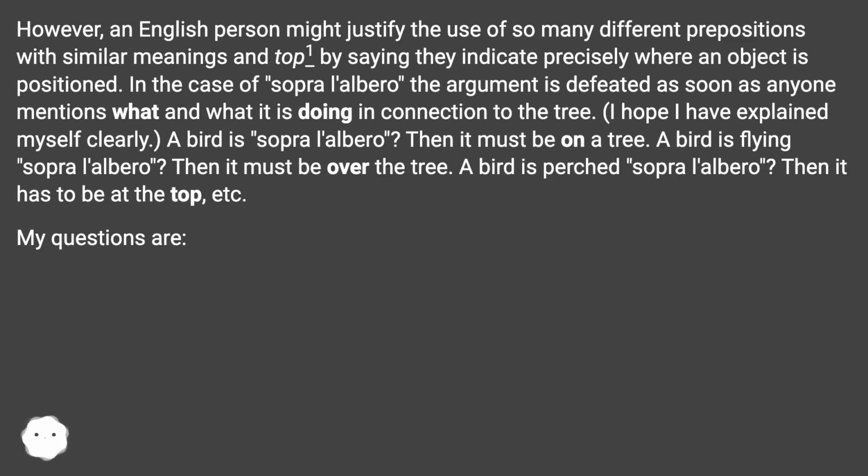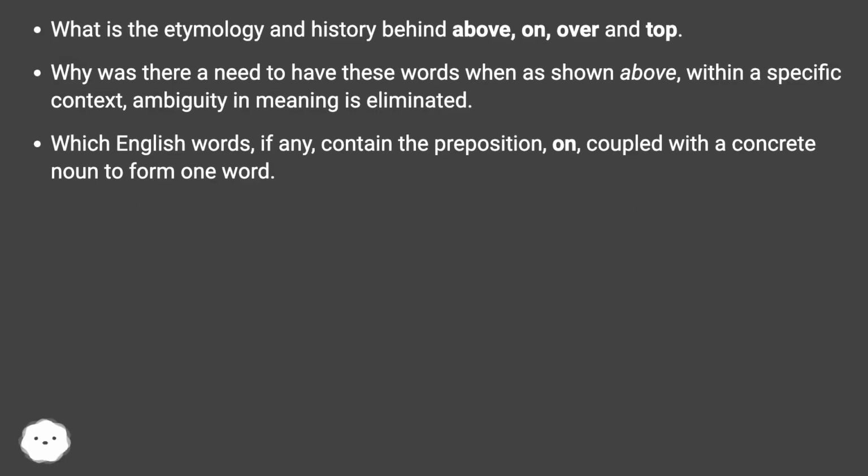My questions are: what is the etymology and history behind above, on, over and top? Why was there a need to have these words when, as shown above, within a specific context, ambiguity in meaning is eliminated? Which English words, if any, contain the preposition on, coupled with a concrete noun to form one word?